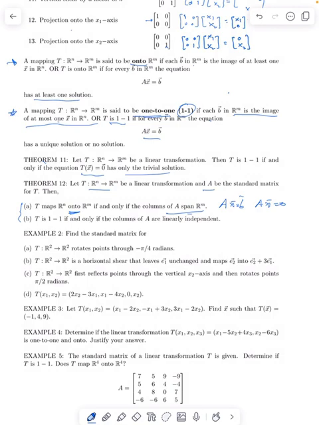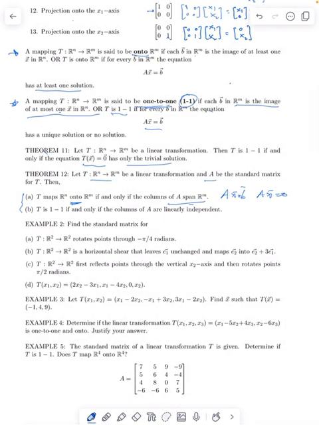So let's look at this example 2. It says find the standard matrix for the transformation from R2 to R2 that rotates points through negative pi over 4 radians. So what will the matrix be? We already know, because this is in R2. So we are in space R2.